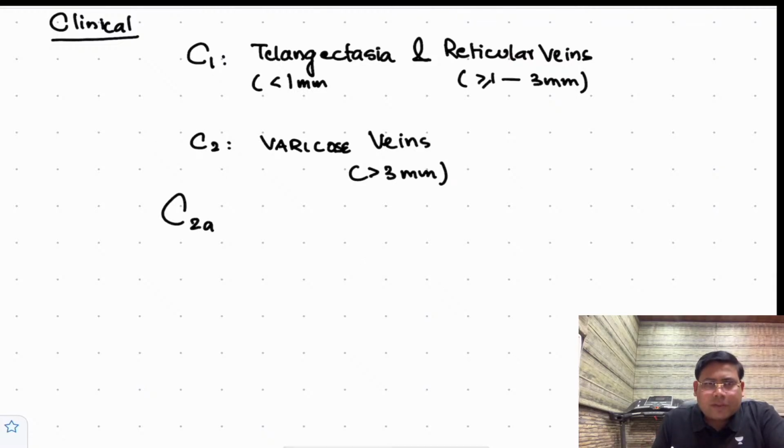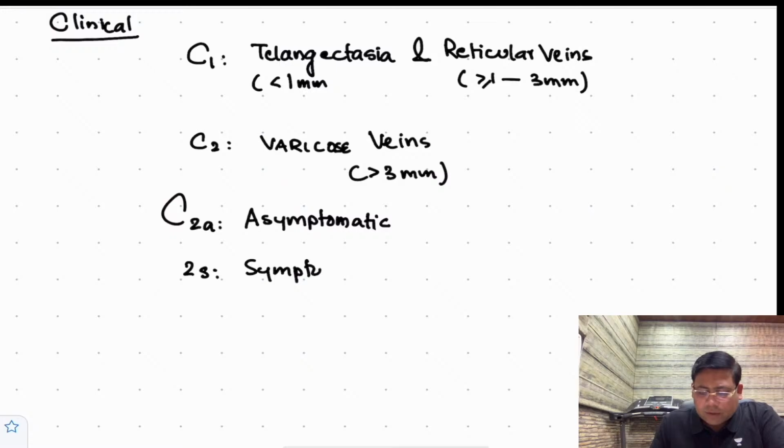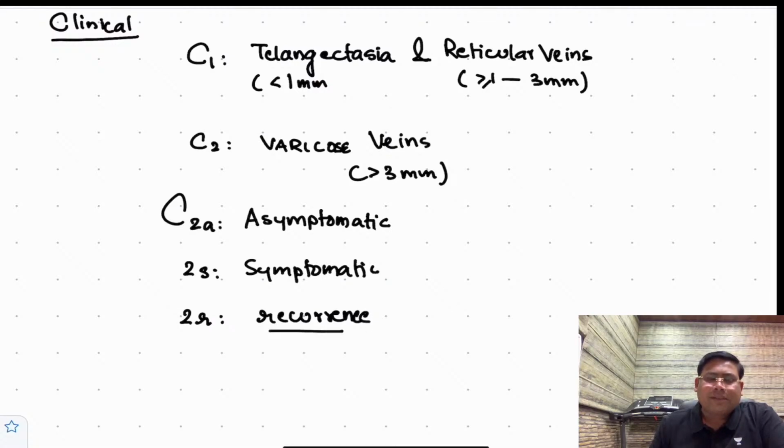When you have C2, you need to also assess whether the patient is symptomatic or asymptomatic. If asymptomatic, you write it as C2A. If symptomatic, you write it as C2S. There is nothing known as A, B, C; it's either A or S. And then there is R, which is known as recurrence. If there is recurrence post successful management, that is known as C2R.